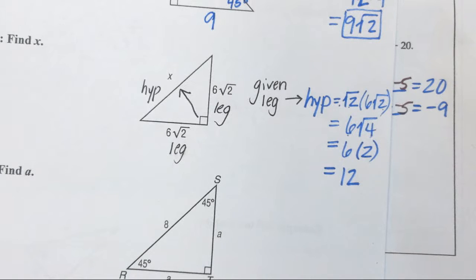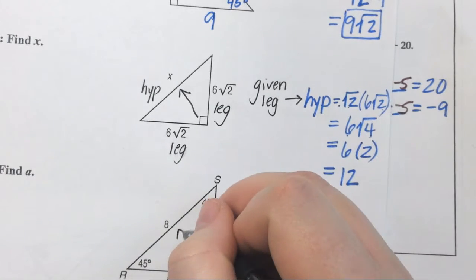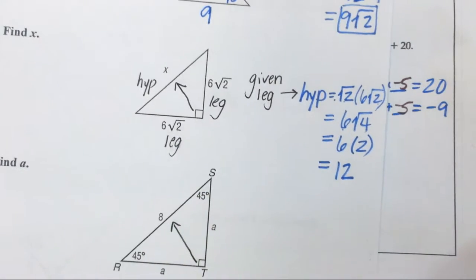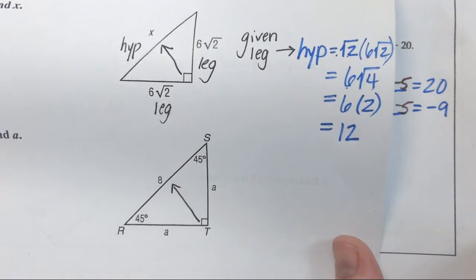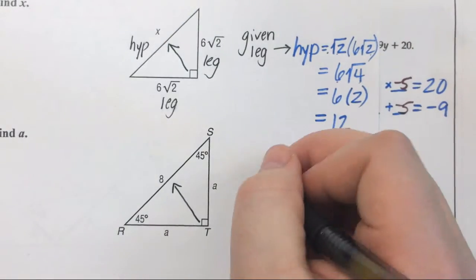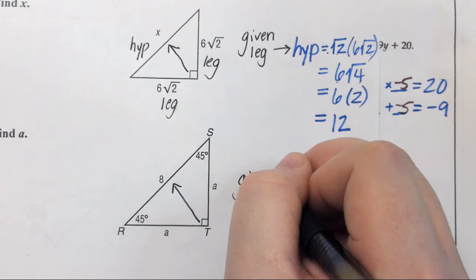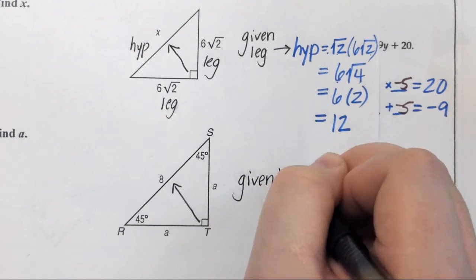Okay, we get to our third example. What were we given, a leg or a hypotenuse? So let's look at it. I heard hypotenuse, but it wasn't that loud. Are we sure? What were we given on that third example? Okay, so we were given the hypotenuse. So we need a leg.